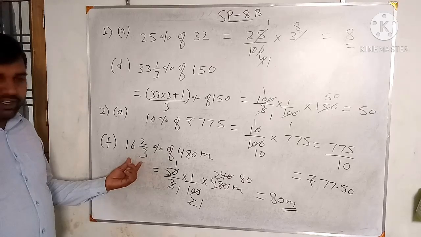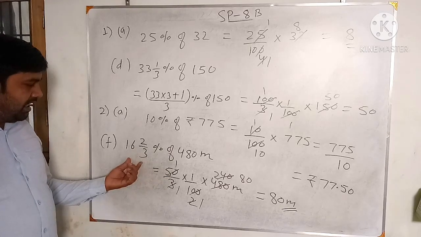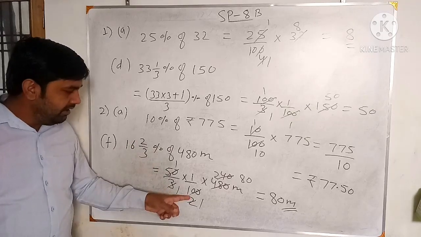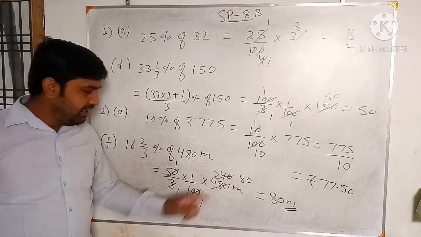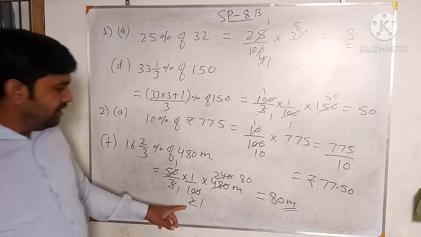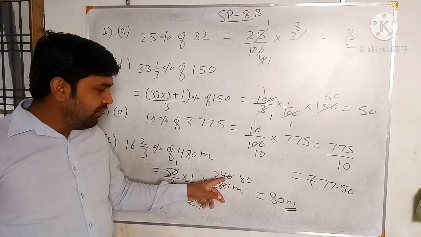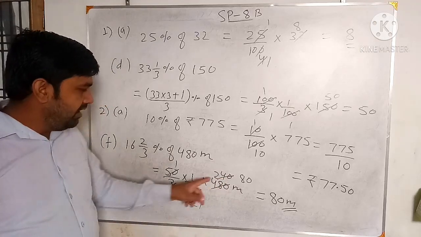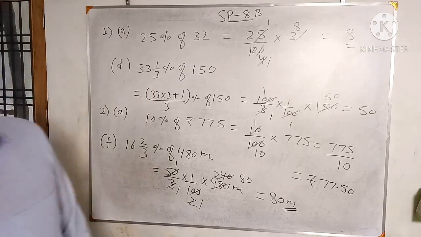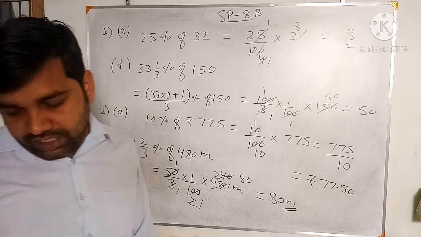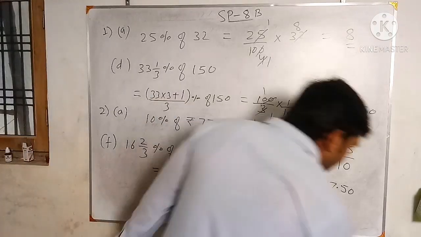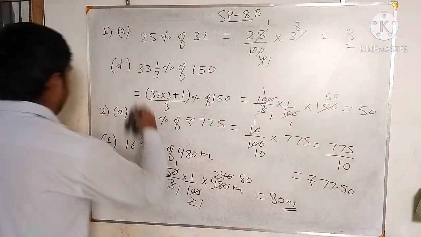First we convert this mixed fraction to an improper fraction, that is 3 16s are 48 plus 2, 50 by 3%, which means 1 by 100. Of means multiply 480. Now 50 1s are 50, 50 2s are 100, it is cancelled. Now 2 1s are 2, 2 40s are 80. Now 3 80s are 240. So 80 meter is the answer. Similarly, you can do the remaining questions G, H and I. Now we move to question number 3.